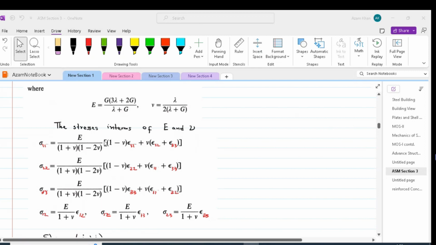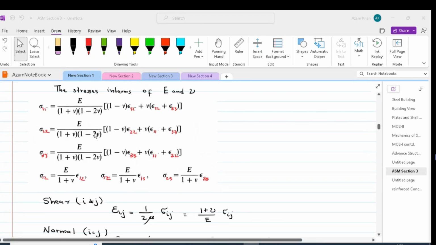We can also get the stresses in terms of E and nu, and that has been shown over here. So sigma 1 1 is equal to E by 1 plus nu small bracket times 1 minus 2 nu small bracket, and everything is in the denominator.